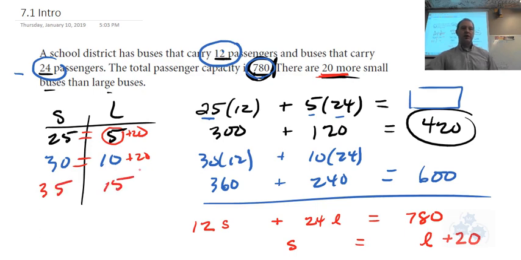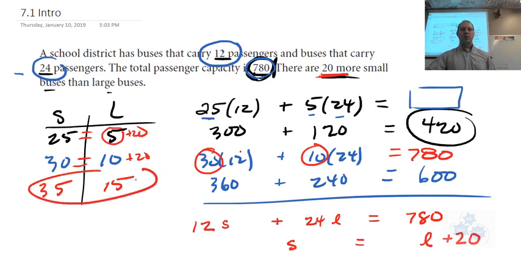35 and 15, if I heard you correctly. That is absolutely true. If we plug these numbers in, 35 here and 15, you would get 780. And the difference between 35 and 15 is 20. Okay? Very good, very good.